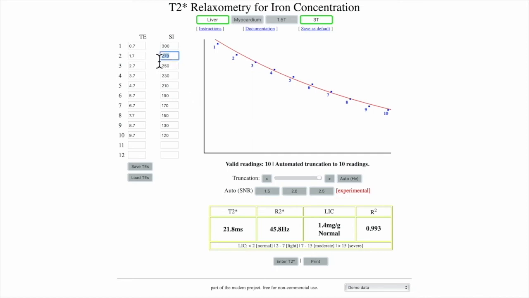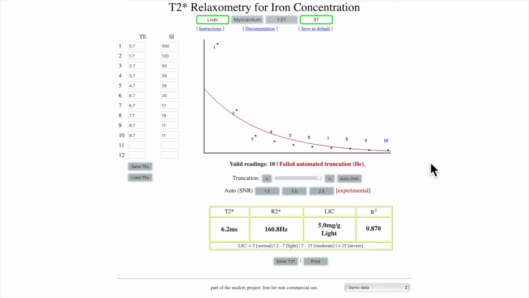Let's see the other data set. Now we have considered all the points in the graph, but you can see this point is very far away from the graph line and your R2 has decreased to 0.87, which is not acceptable. So there is a method called the truncation method to optimize the study. Here we have considered from 1 to 10, all data sets, in the calculation.